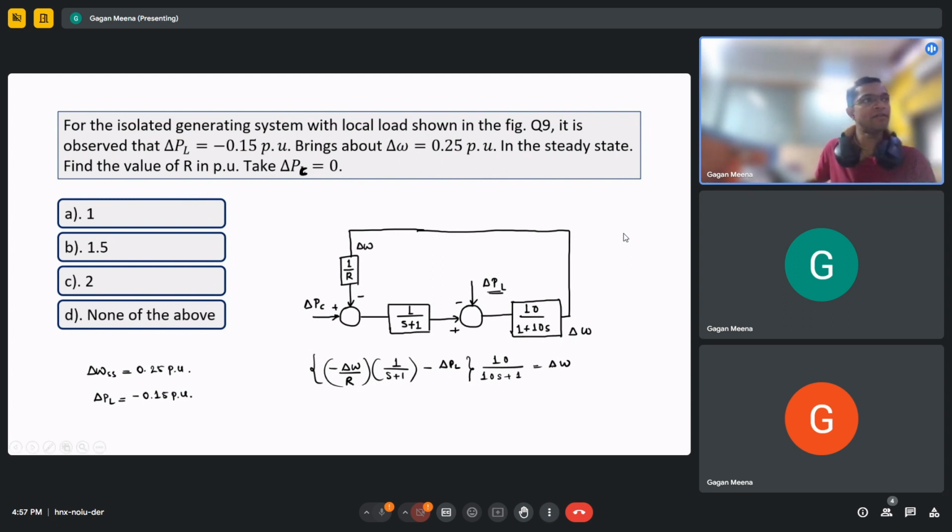So from here we need to find out the delta omega. In delta omega we know, but we need to calculate the R value from here. So we need to simplify it first, find out the value of delta omega here. So what we can do, we can write delta omega R S plus 1. This is equal to delta omega into 10s plus 1 divided by 10.